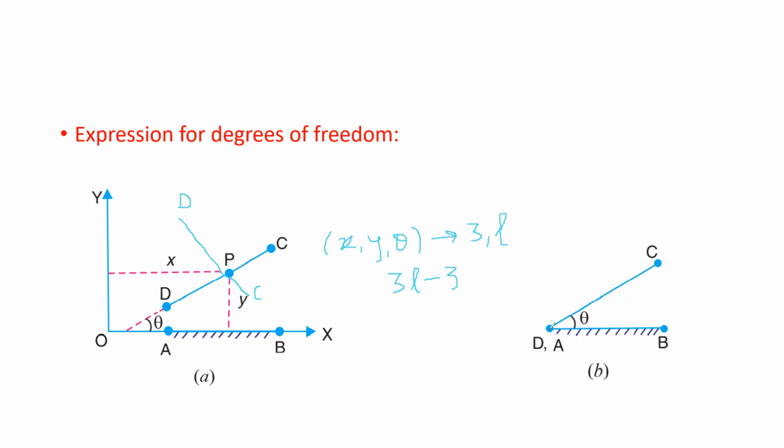Now, if I ask you the position of link CD at any time, you know that point D will always be with point A. We just have to define where point C is. So only theta is required to tell the position of link CD. This means one joint has reduced the degrees of freedom of link CD by 2.